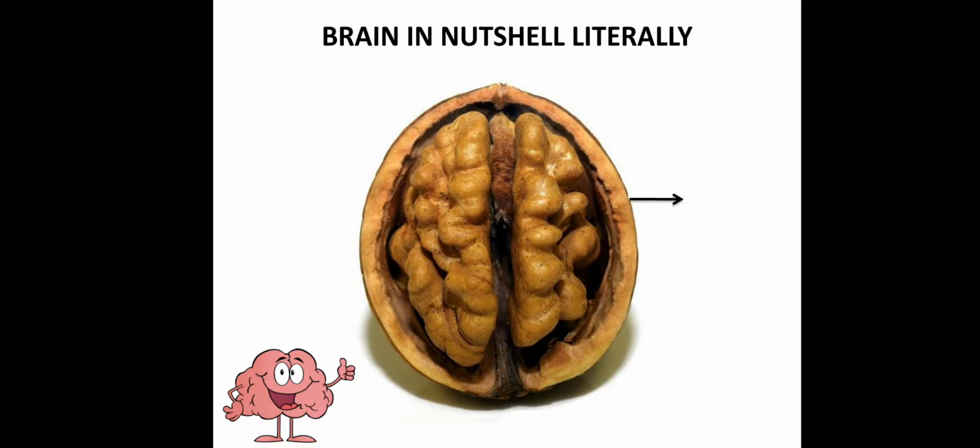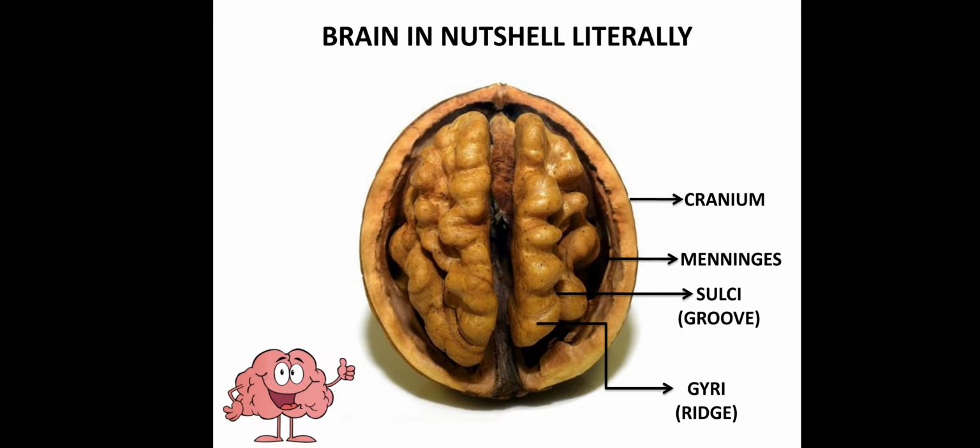Just like the hard shell of a walnut, our brain is also placed in a cranium for protection. There is a gap between the walnut and its shell. So does our brain have a gap, which is filled with meninges. The layers are called meninges. And then there are folds and grooves, which are called sulci and gyri.